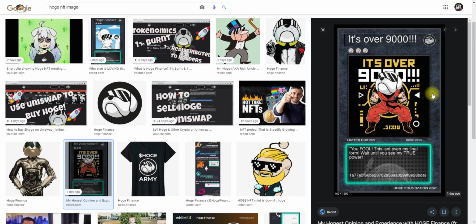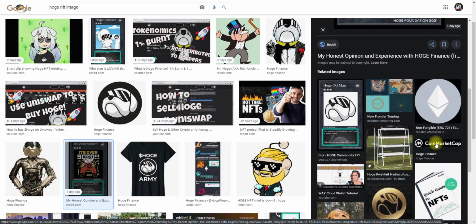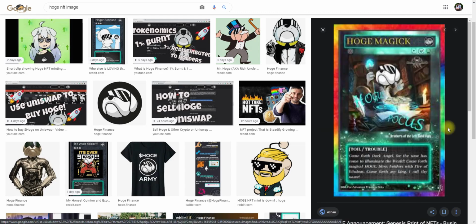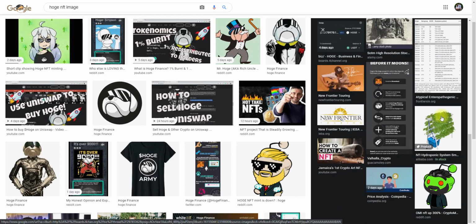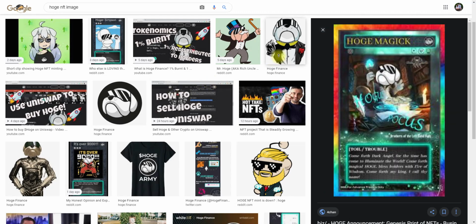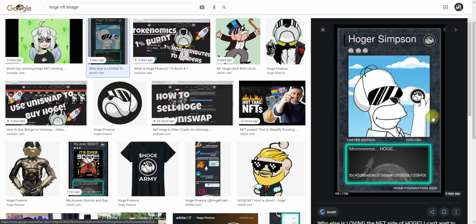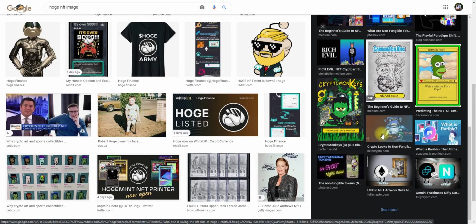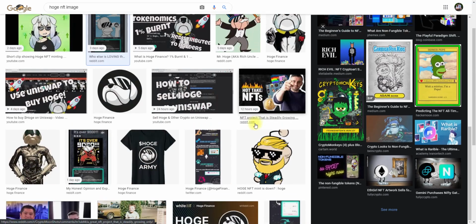So just doing a quick Google search, you can see I just searched for Hoge NFT image. Like this one right here came up. Looks like some Dragon Ball Z character with Hoge's head on it. Here's another one, Hoge OG Man. There's a bunch of them that were minted in the test phase. Here's Hoger Simpson, like Homer Simpson. That's really funny. And it's got the address and everything on there. Funny stuff.